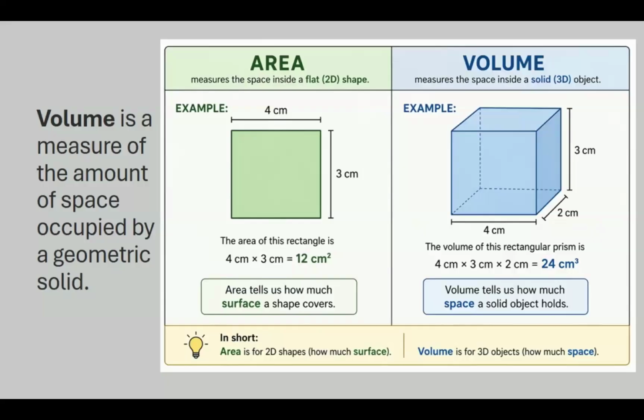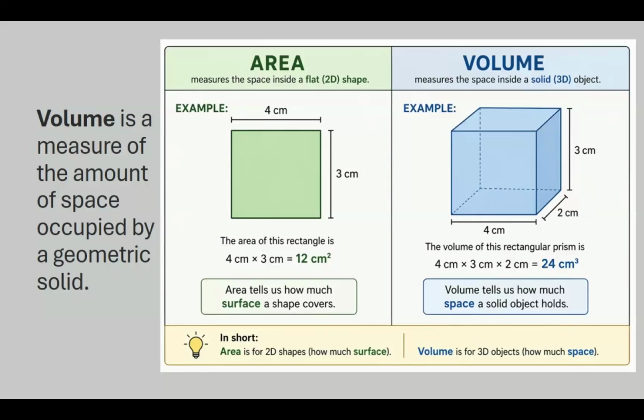Now, this is the last part of my talk. Heading towards the last part, I am going to talk about volumes, and I also want to talk about surface area. So the volume is a measure of the space that a solid has.